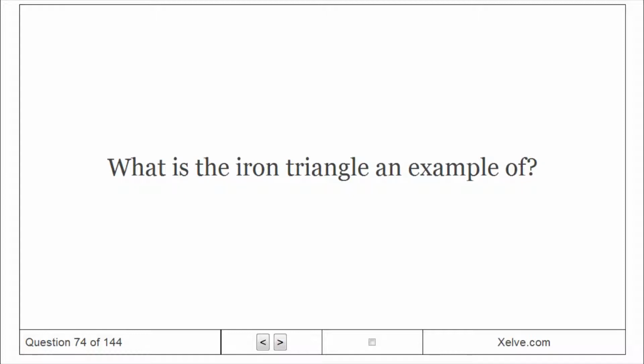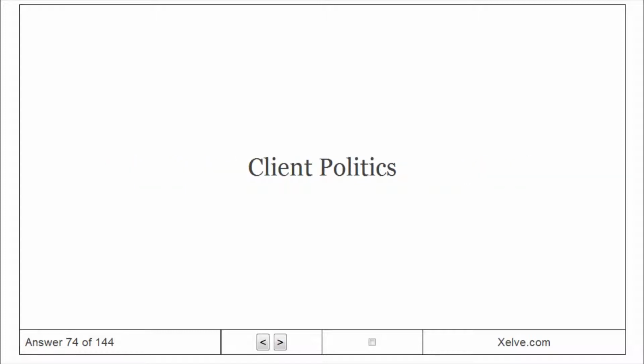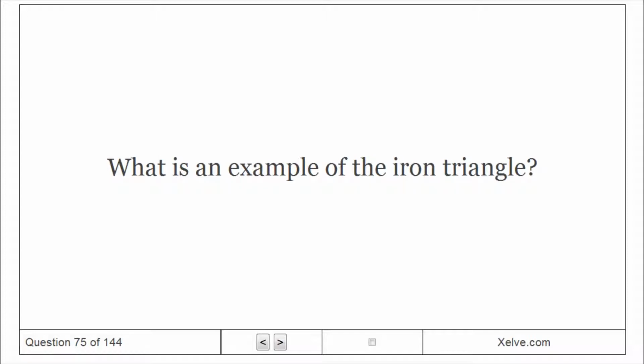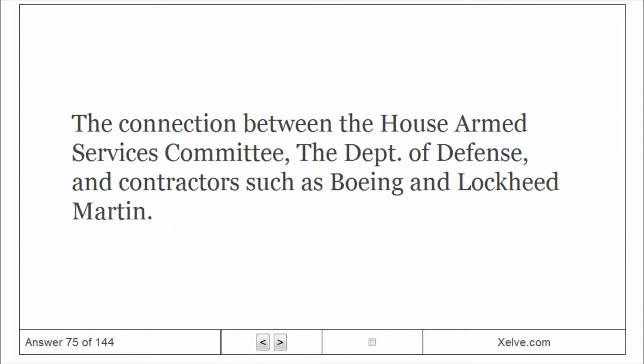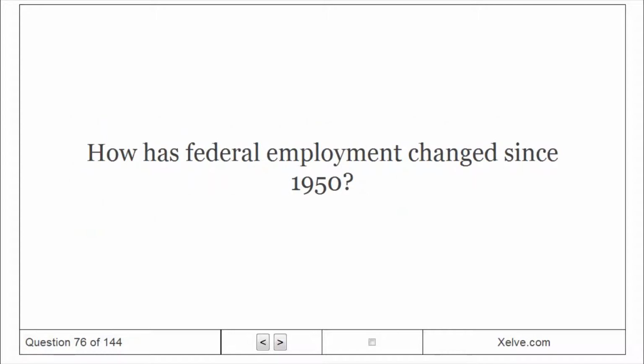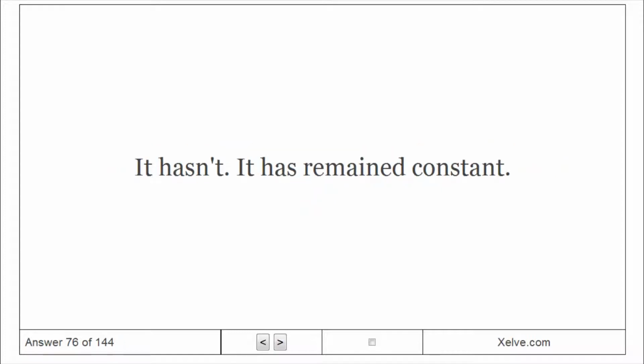What is the Iron Triangle an example of? Client politics. What is an example of the Iron Triangle? The connection between the House Armed Services Committee, the Department of Defense, and contractors such as Boeing and Lockheed Martin. How has federal employment changed since 1950? It hasn't, it has remained constant.